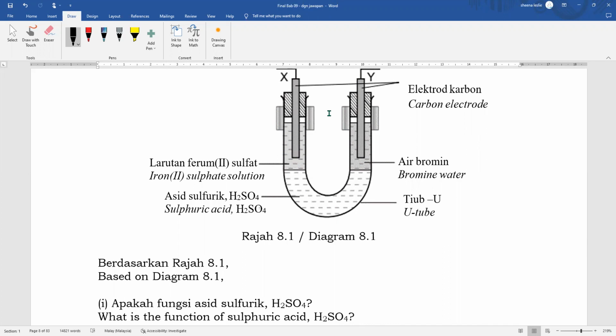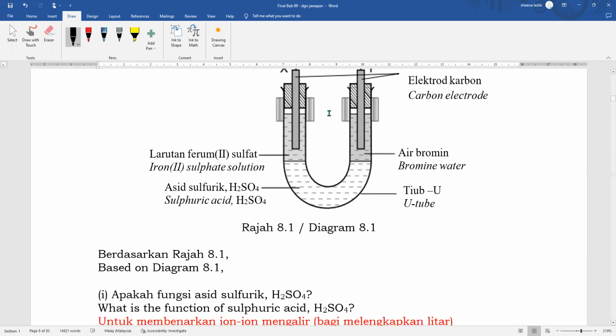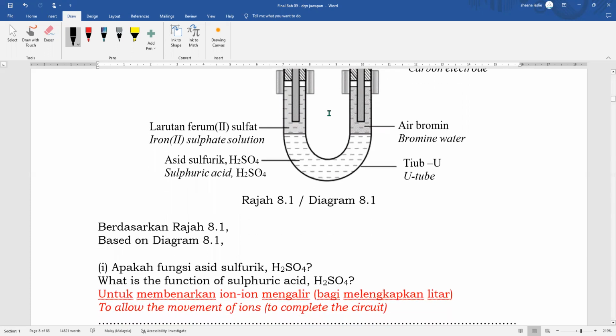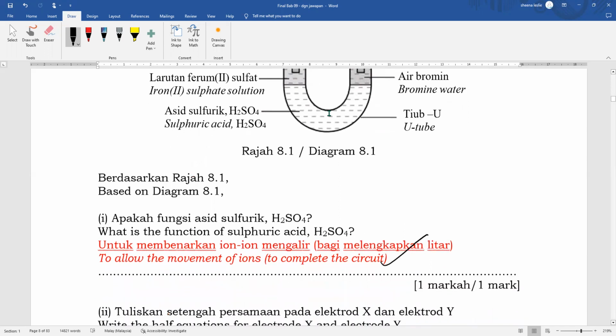Allow the movement of ions to complete the circuit. Yes. Okay, Kavi, I think it's you. Go ahead, Kavi. Acts as a salt bridge to allow the movement of ions to complete the circuit. Okay, perfect, full marks there. To allow the movement of ions to complete the circuit, this is a full mark. Acts as a salt bridge, actually not necessary. So anytime you see that question, this is how you answer. Let's go on to the next one.